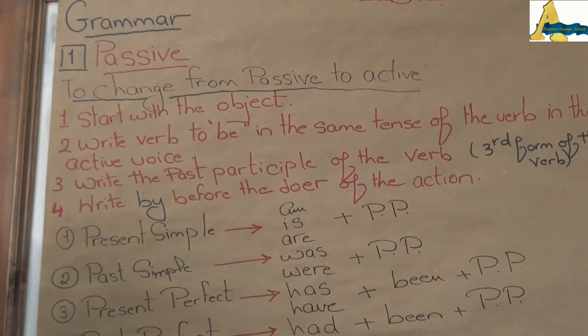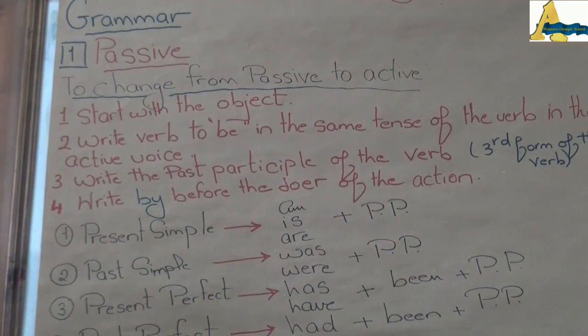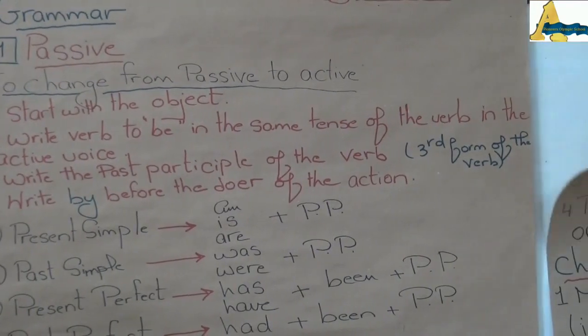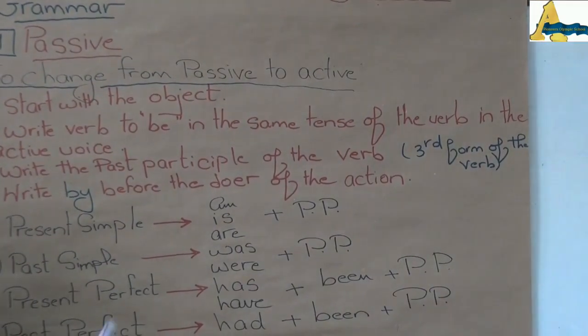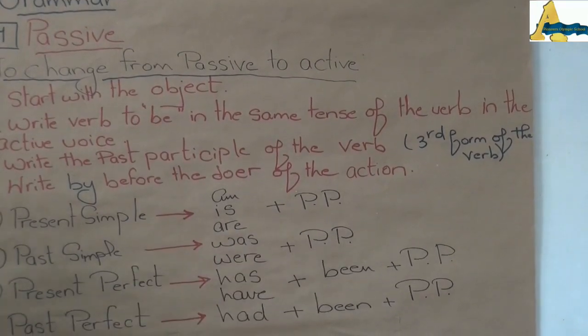How many tenses have we taken this year? We have taken 4 tenses, starting with the present simple. How can I change it? If I have a verb written in the present simple, I have to write it as am, is, are, plus the past participle of the verb.